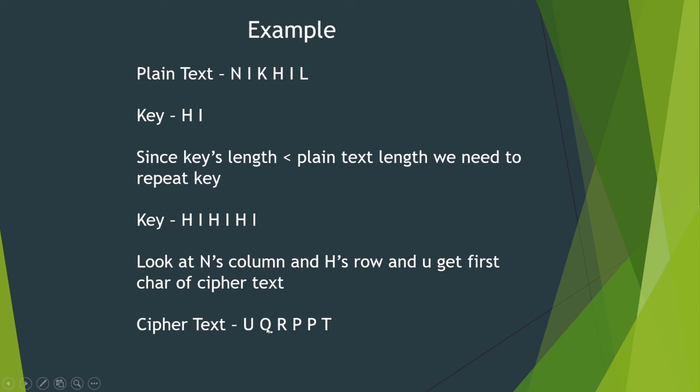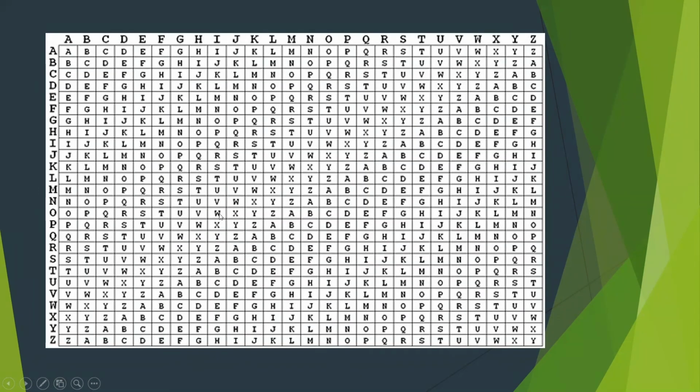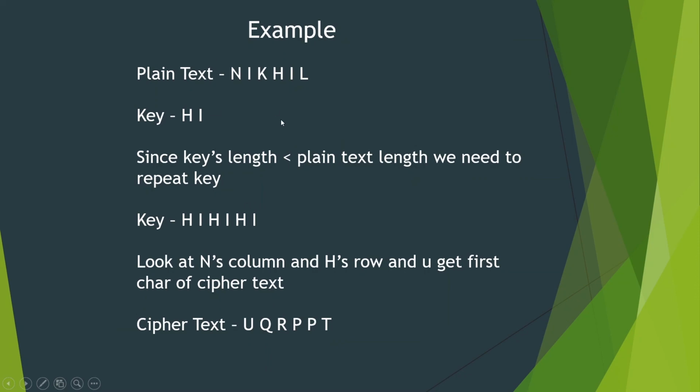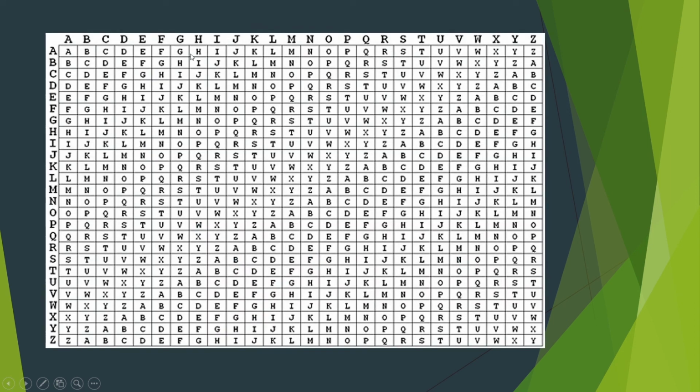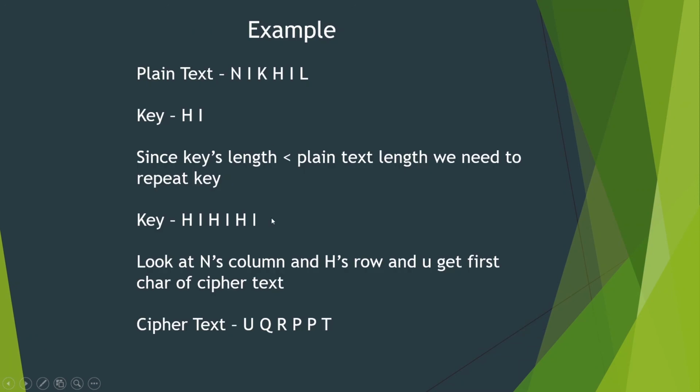And in the same way, K column and H row, it's R. In the same way, you can find all of these, and let's see the last one, L column, I row, and T. So the ciphertext of the plain text Nikhil is U Q R P P T.